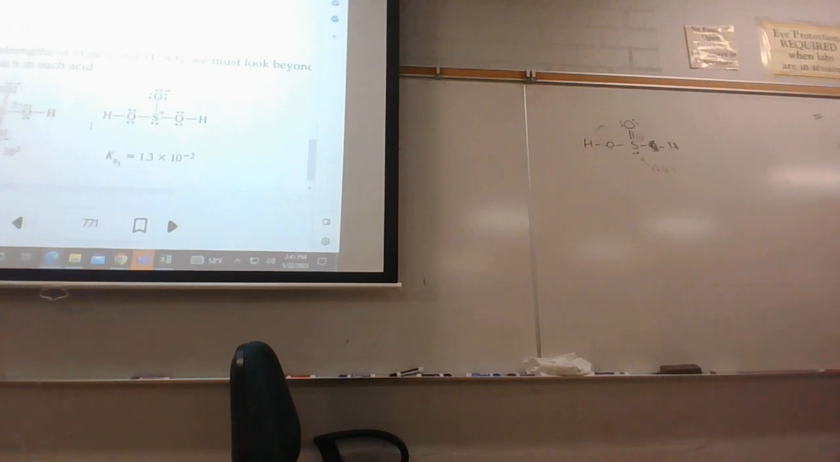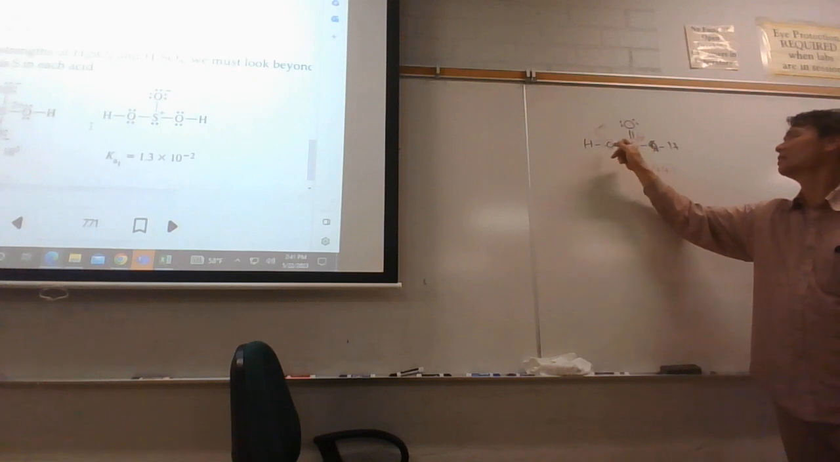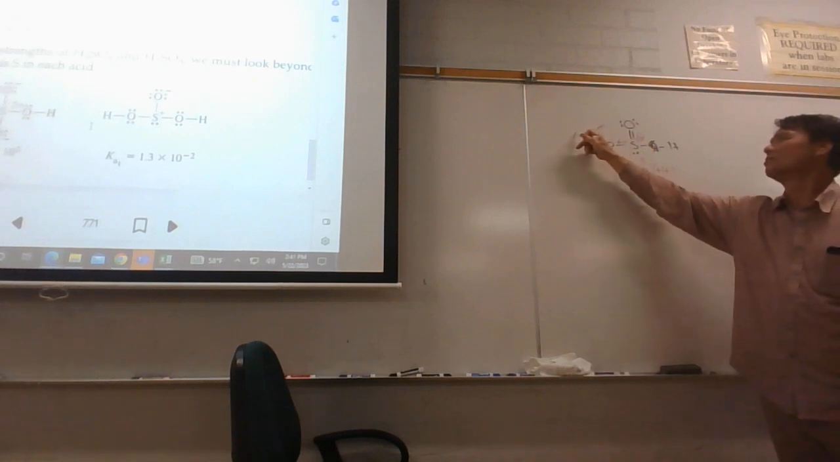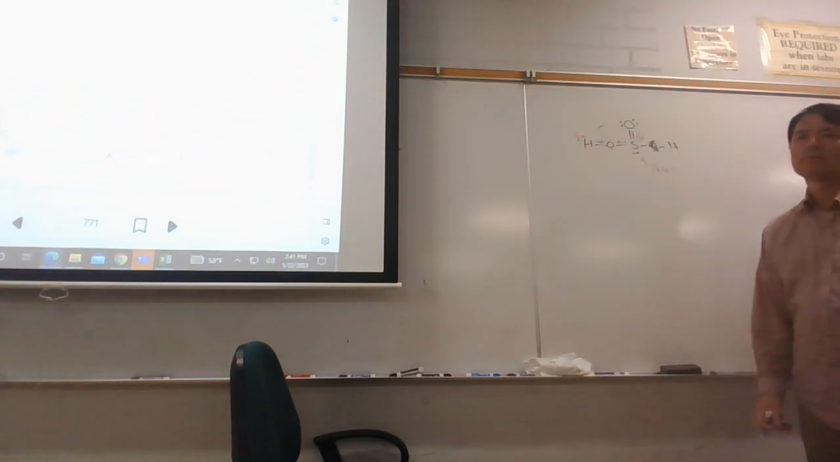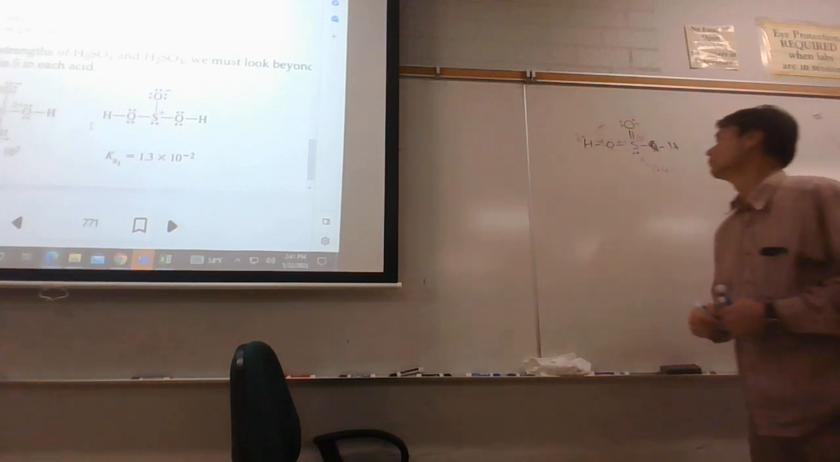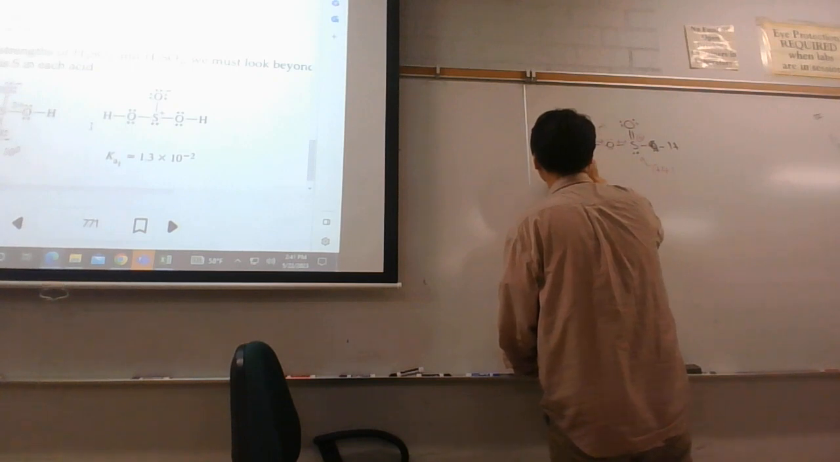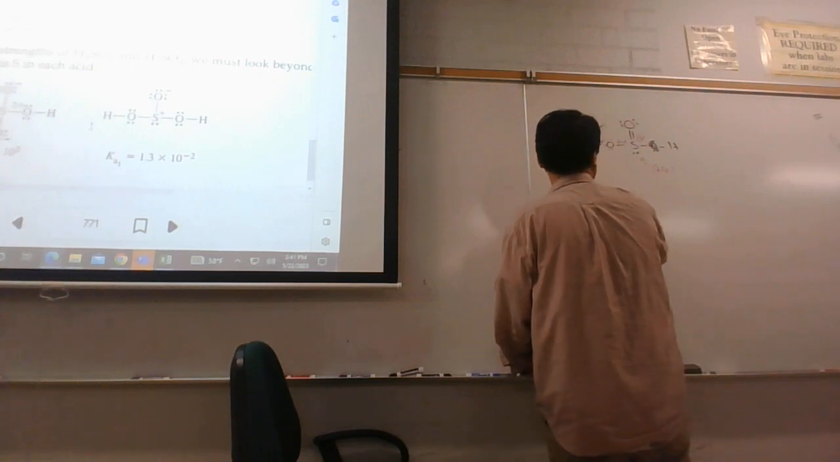+6. And so which one should be more polar? Which one's going to have a larger inductive effect? +6. +6 is going to pull the electron cloud more, making this a greater delta plus. +4 is going to pull the electron cloud less, making a smaller delta plus. All right, so this is using oxidation state.